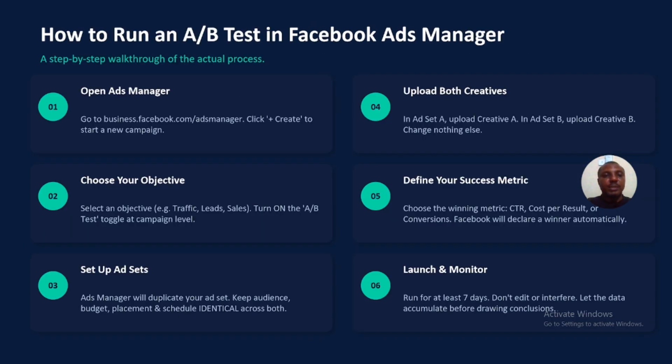So basically, we run A/B testing using the Facebook Ads Manager, and in a short while, I'm going to tell you how to go about that. You're going to open your Ads Manager. You're going to choose your objective. Is it for awareness? Is it for traffic? Is it for sales? You're going to set up ad sets. Then you're going to upload the two creatives. Define your success metric. Then finally launch and monitor the results. So let's dive in.